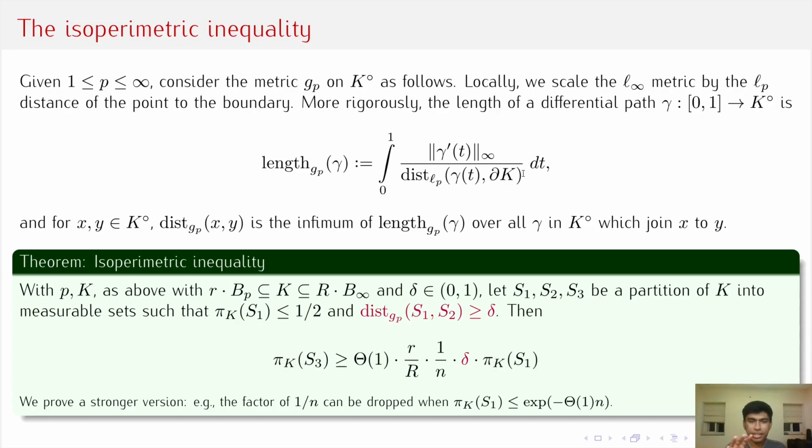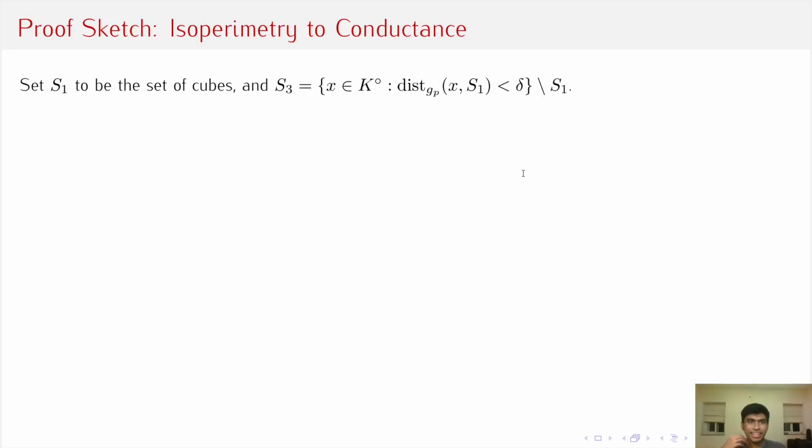So let me next get into a proof sketch of the results in our paper. First I'll show how this isoperimetric inequality implies a conductance bound for the multiscale Markov chain. After that, I'll give a proof sketch of this isoperimetric inequality itself, and then I'll give a proof sketch of how a conductance bound for the multiscale Markov chain implies a conductance bound for the coordinate hit and run random walk.